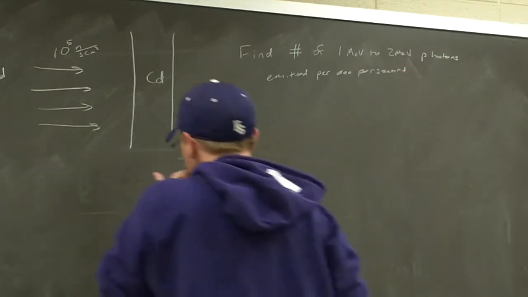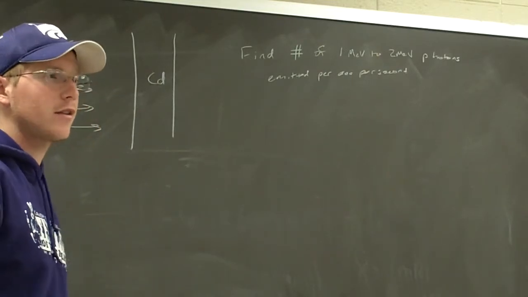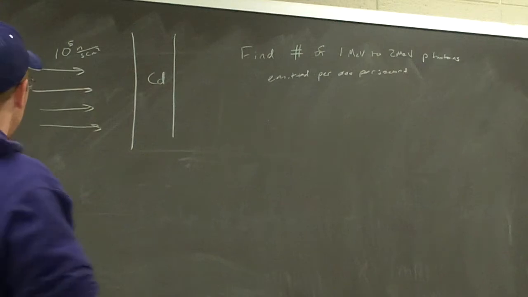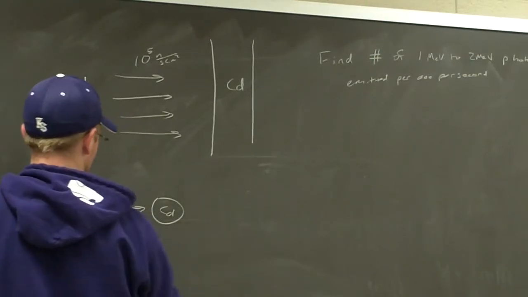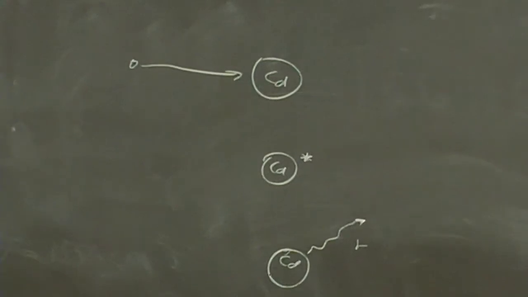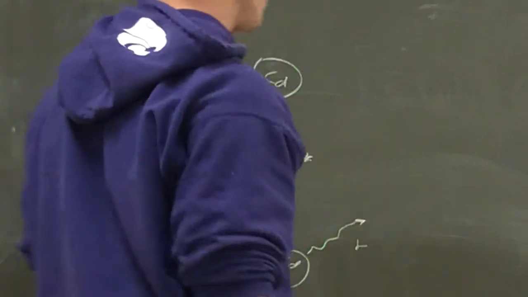So first we have to have an understanding of what's going on in the problem. Talk about what happens whenever neutrons are absorbed. Neutrons come in and get absorbed in cadmium, and now you have cadmium that is excited. So then it de-excites by emitting a photon, a gamma ray. This is a capture gamma ray. It's going to emit at different energies, with different probabilities for different energies.